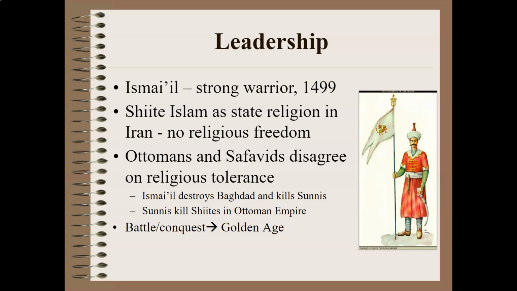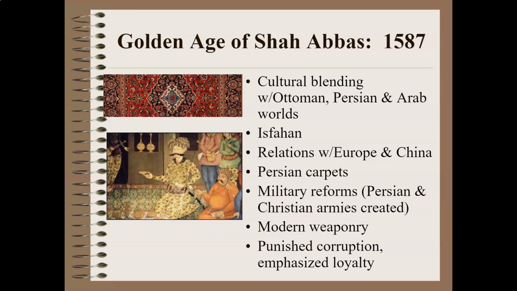And for one example here, you can see on screen is Ismail is able to have a successful campaign against the Ottomans and take Baghdad. He destroys the city and he kills many Sunnis. And this leads to Sunnis killing Shiites in the Ottoman Empire. But ultimately, what you're going to end up seeing is with this conquest and this victory by the Safavids, by Ismail, it's going to lead to a golden age for that empire.